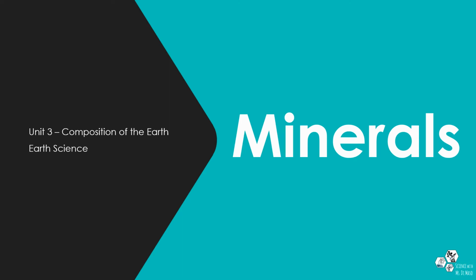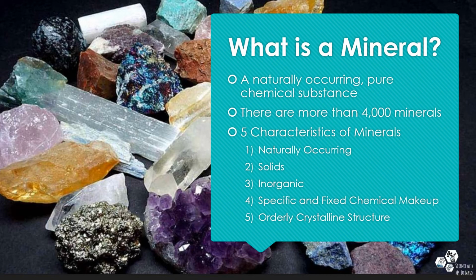All right, let's get started learning about minerals today. So what is a mineral? Its definition is it's a naturally occurring pure chemical substance. And there's over 4,000 that we've found here on Earth.